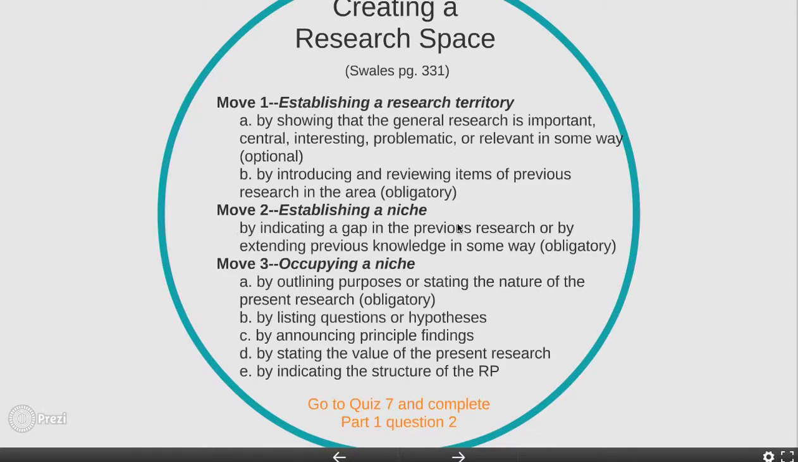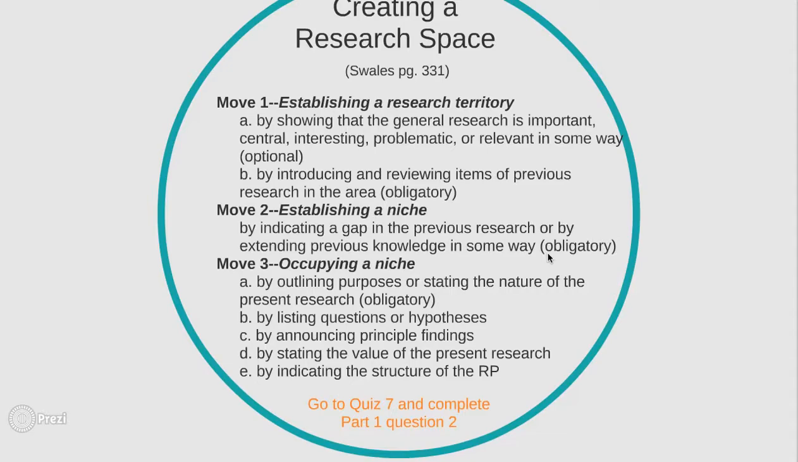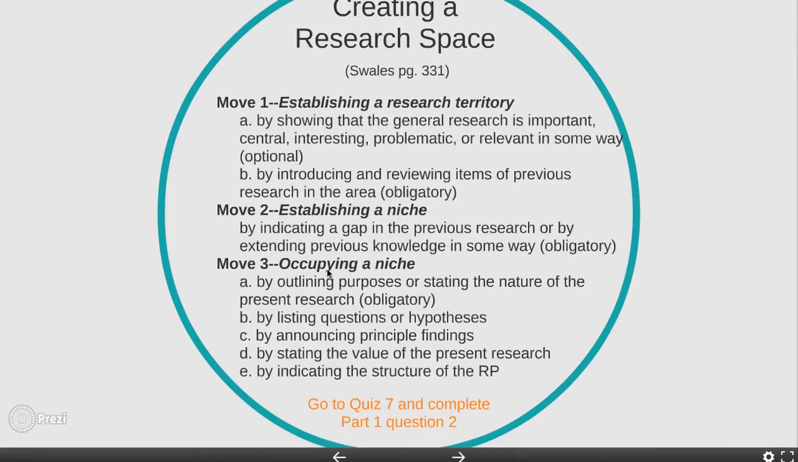So by indicating a gap in the previous research or by extending previous knowledge in some way, you have to show, are you filling in a hole where you think there's missing information in the research, or are you elaborating on somebody else's research? Occupying a niche. So outlining purposes or stating the nature of the present research, listing questions and hypotheses, announcing principal findings, stating the value of the present research, and indicating the structure of the research paper. So you can do some of these or all of these in your paper depending on whether or not they're relevant for you.